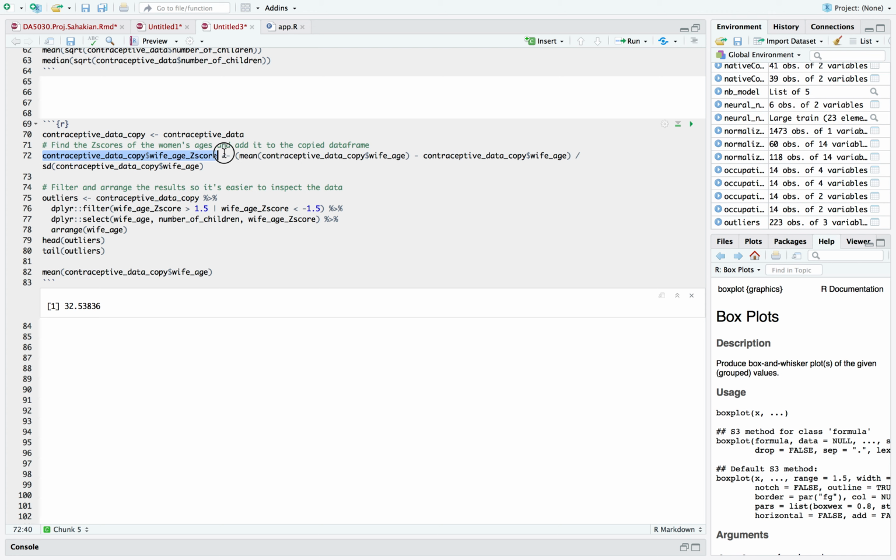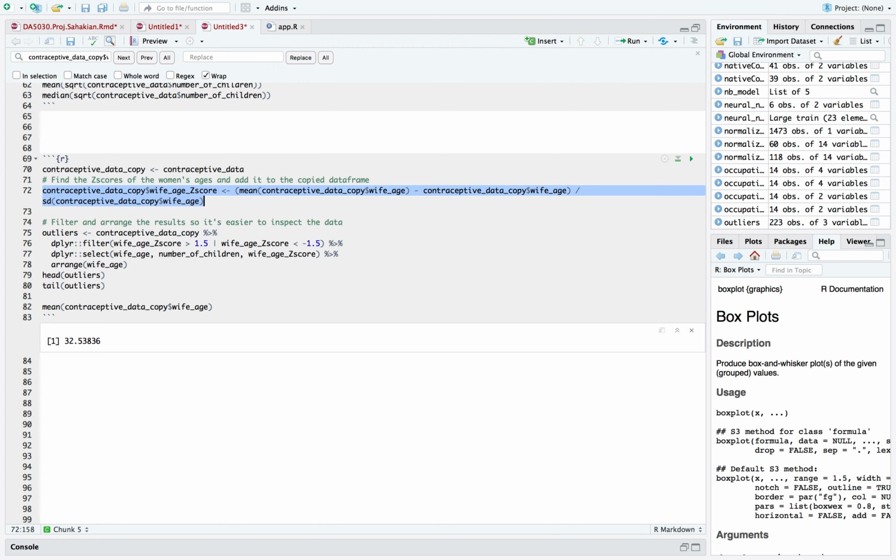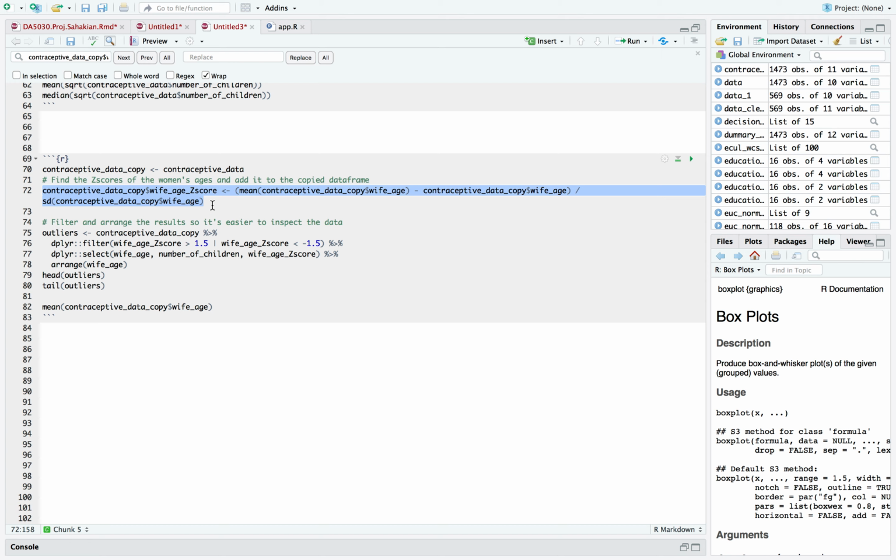So first, I actually found the outliers by looking at z-score. So first I found the z-score for the wife's age. The reason I chose the wife's age was when I was just looking at summaries of the data, it looked like there was a pretty wide distribution of the ages that the data collected information from. So if we run this line right here, this will give us the z-score of the women and just create a new column in the data set.